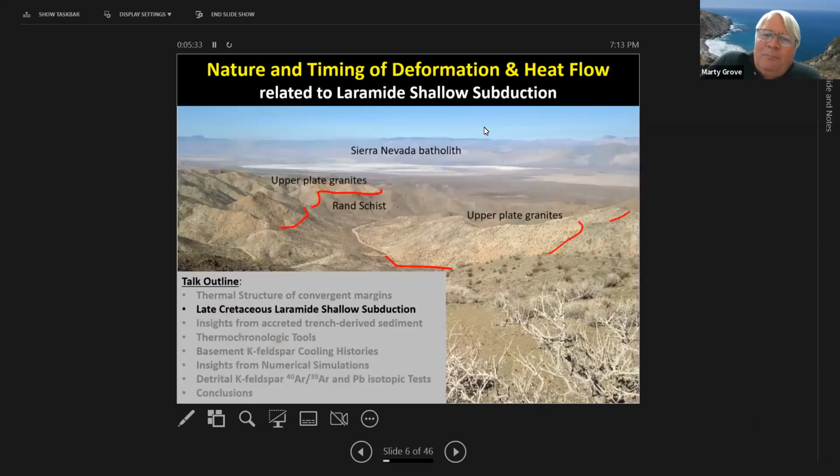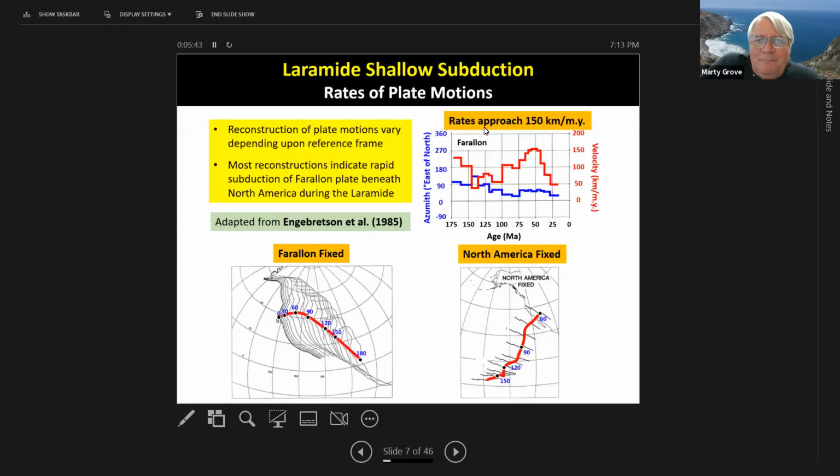And so now I'd like to just point out some of the gross aspects of the late Cretaceous, earliest Cenozoic Laramide shallow subduction event. It's related to the fact that the Atlantic Ocean has been opening up throughout the Cretaceous and to present day time. And this has caused westward drift of North America toward the Pacific domain.